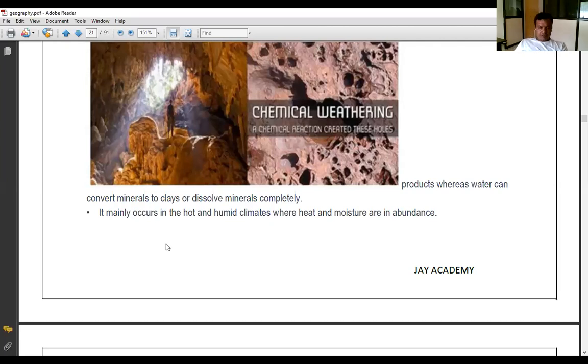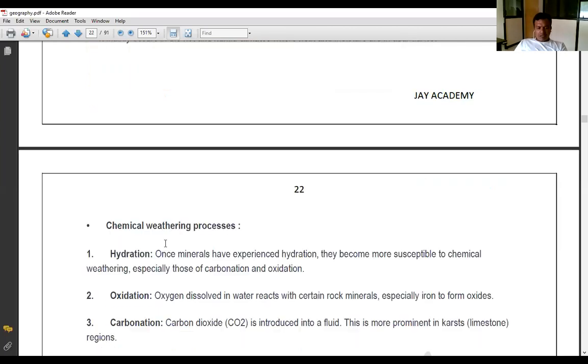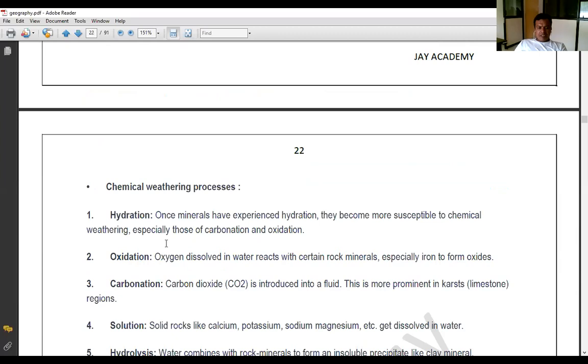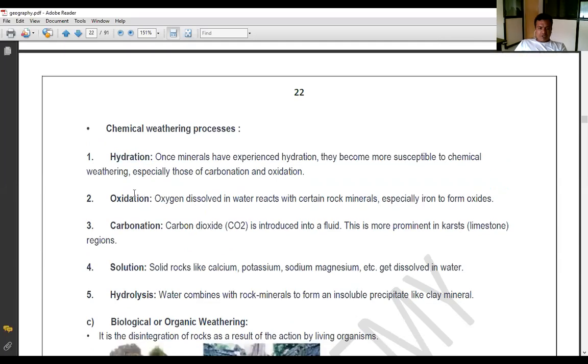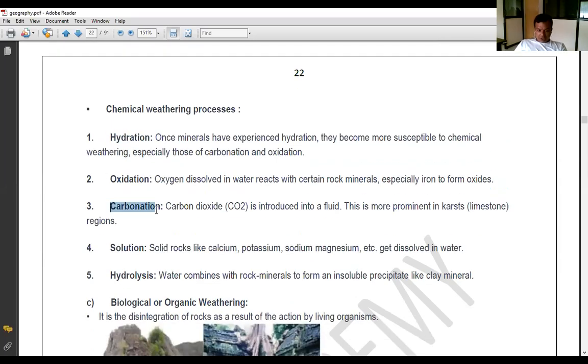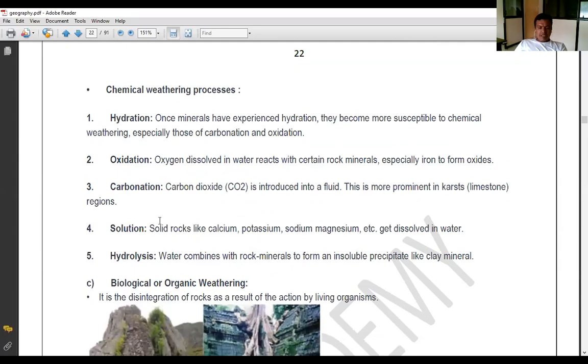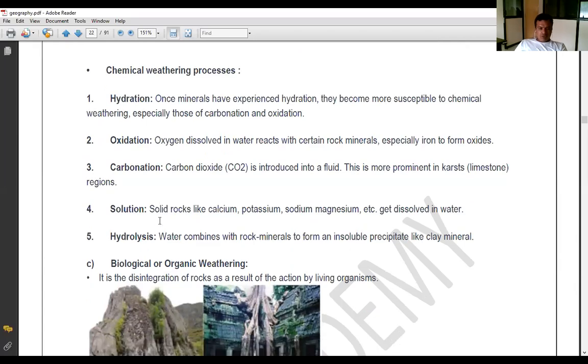Chemical weathering mainly occurs in hot and humid climates where heat and moisture are more abundant. Then come the various types of chemical processes. The first is hydration: due to the action of water, the chemical characteristics change. Then oxidation, then carbonation, due to the introduction of carbon dioxide. Then solution, when some material gets dissolved into the water, that material is also loosened down.